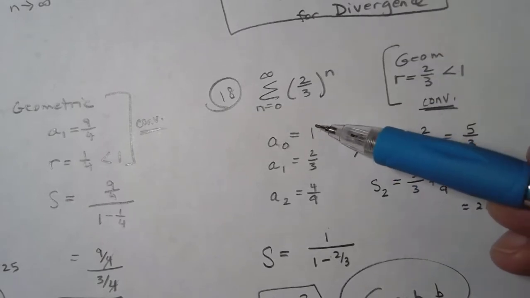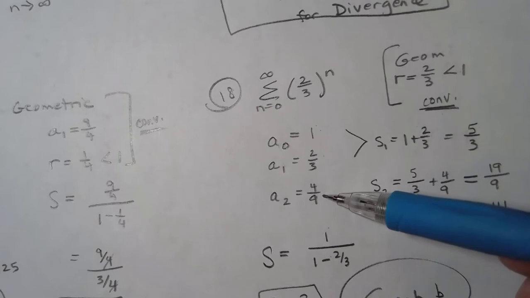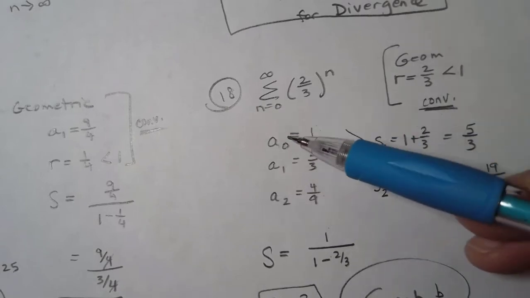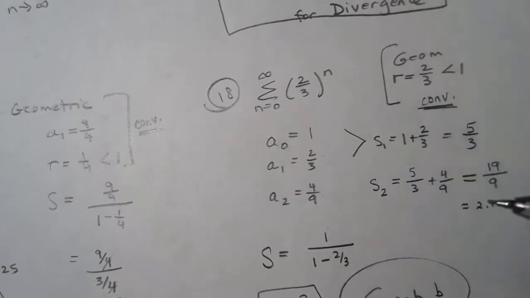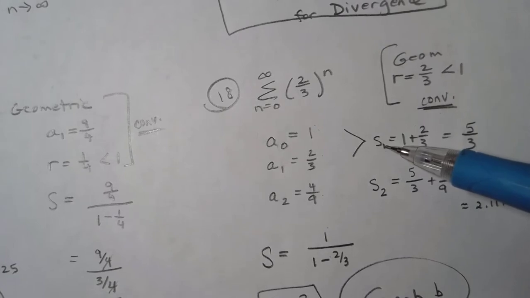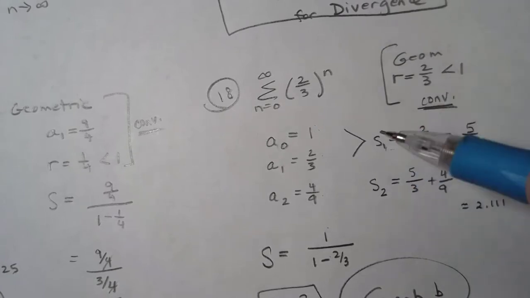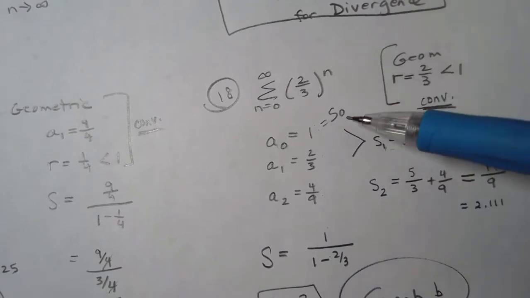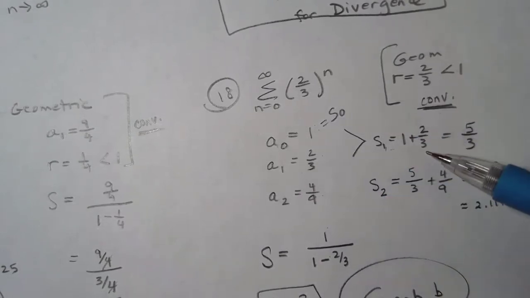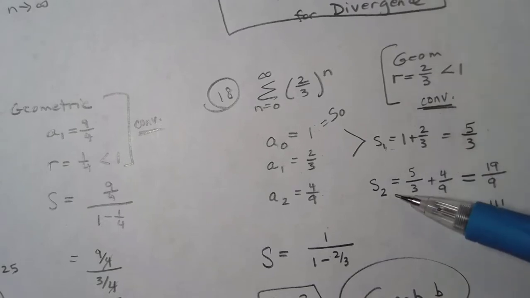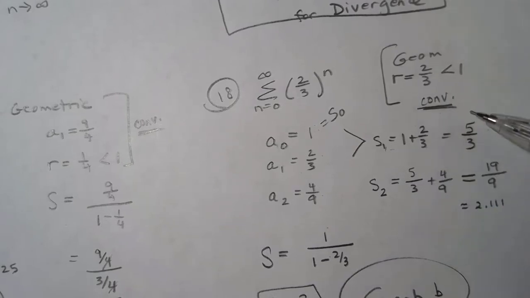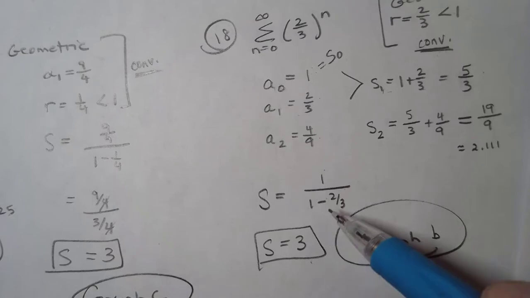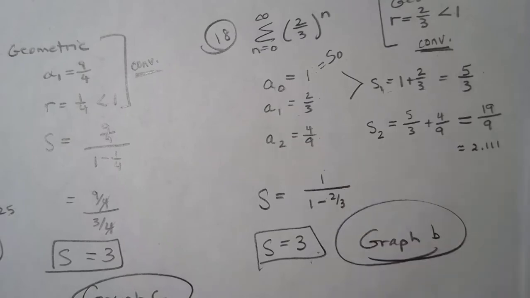I can also list my first few terms. Okay, here's my first term, here's my second term, here's my third term. Notice my notation. A sub 0 is my first term. S of 1 means the sum of my first two terms, because S of 0 is 1. S of 1 is S of 0 plus this term. S of 2 would be S of 1 plus one more term. And I get 2.11111. We're going to level out, using the sum of an infinite geometric series, to be 3.